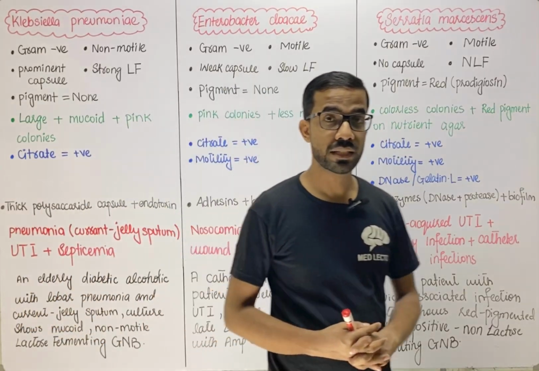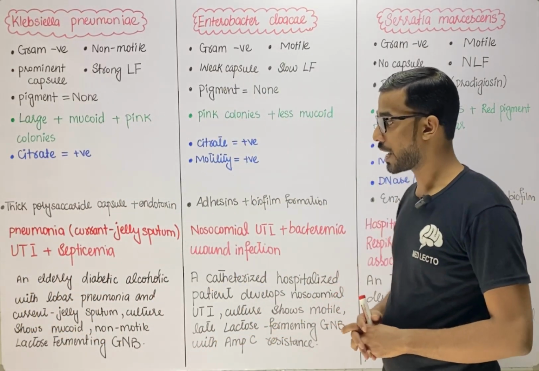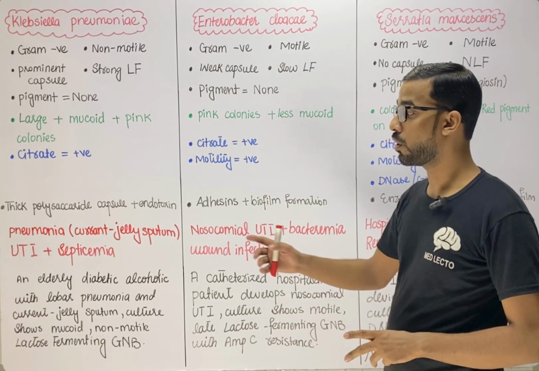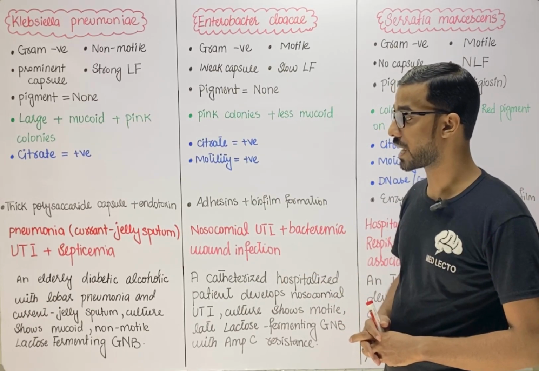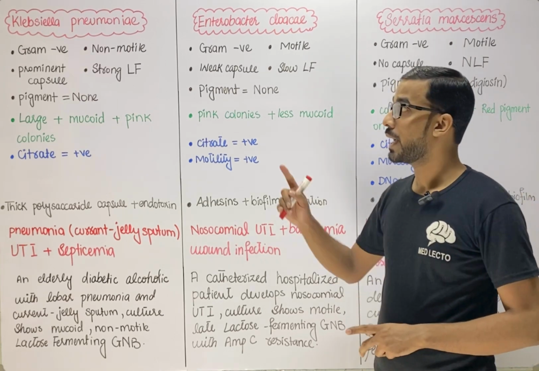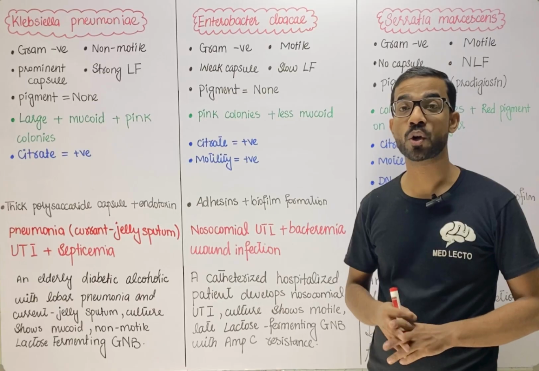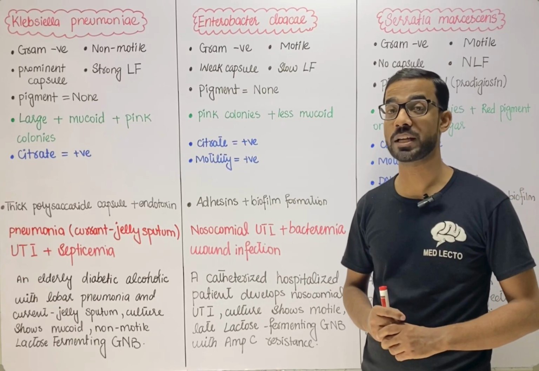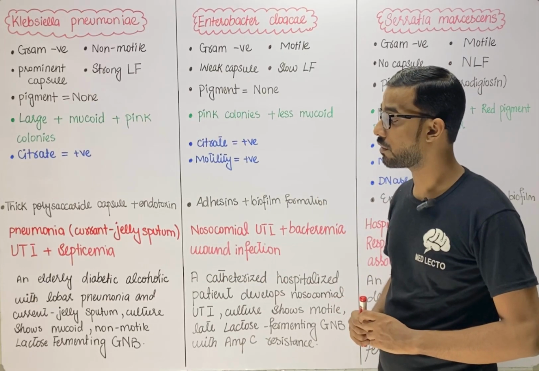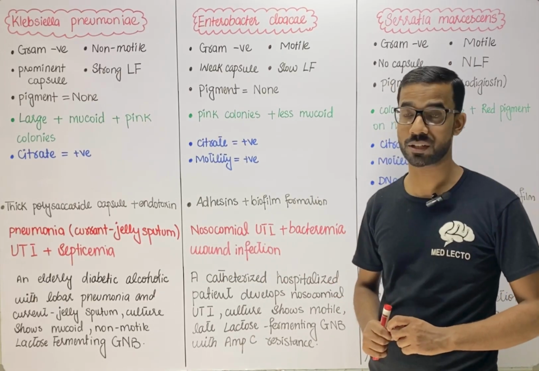Next, we will see the clinical scenario. An elderly diabetic alcoholic with lobar pneumonia and currant jelly sputum. So it's an important thing. Kp is common in the immunocompromised patient. So in the clinical scenario, you have already seen a diabetic and alcoholic patient.